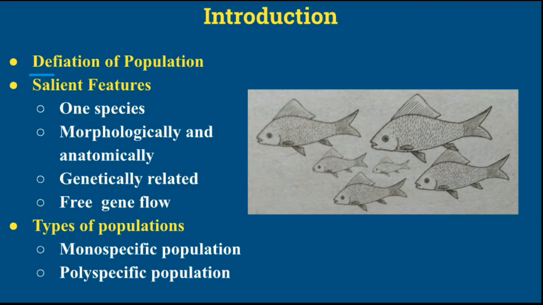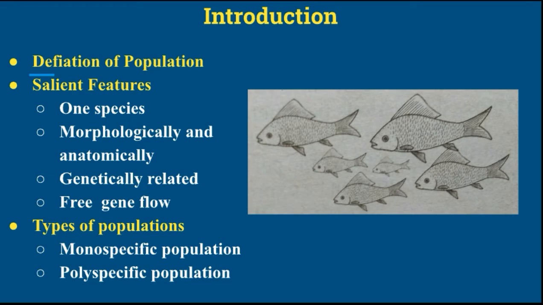Population has the following salient features. Number one, all the individuals of a population belong to one species. You have seen in the human population also, we are Homo sapiens sapiens. It means there is only one species in one particular population. All the individuals of a population belong to one species.